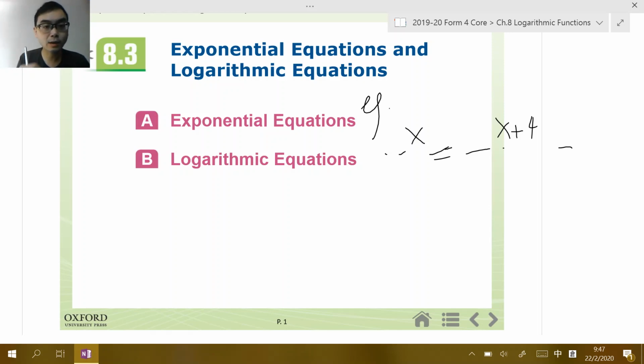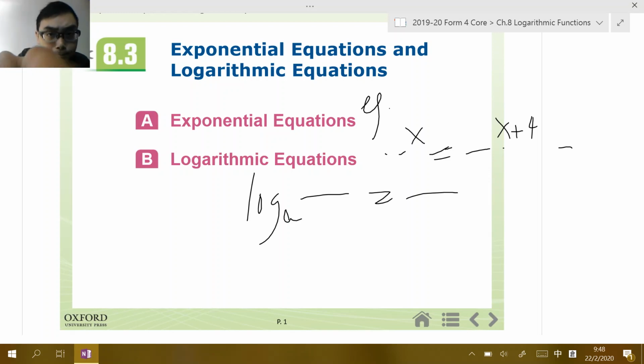And how about the next one, the logarithmic equation? The logarithmic equation means that the equation should have something like log a something, and then equals to something. That means we have to use the things we learned in chapter 7 and chapter 8, the exponential and logarithmic, to solve for the variables in the equation here.